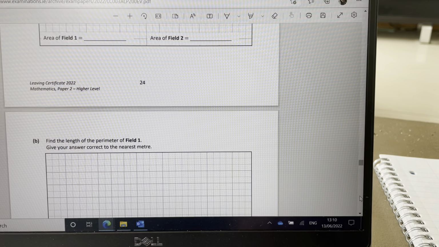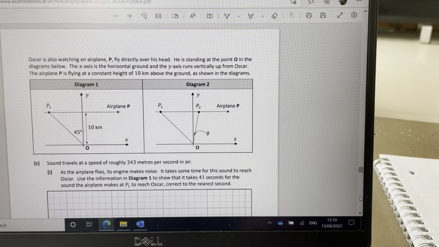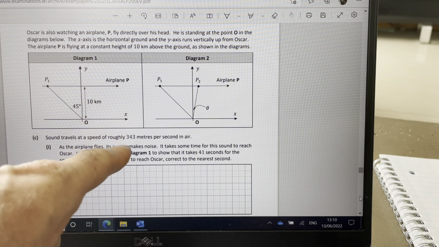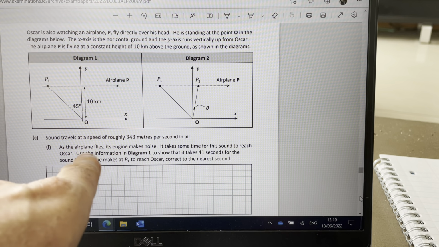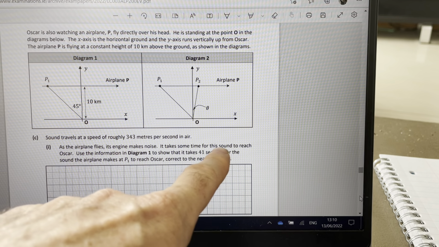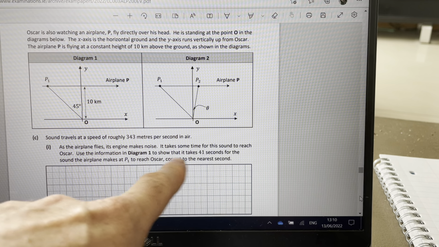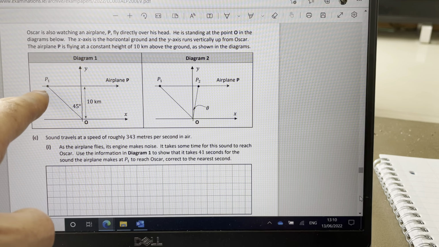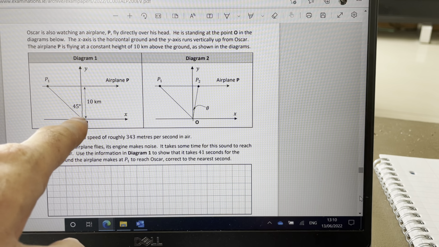Is this the same question? Okay, this seems like a longish one. Sound travels at the speed of sound in air. Use the information in diagram 1. Show that it takes 41 seconds for the airplane, correct to the nearest second. Okay, so the airplane's traveling this way. The sound is going to travel this way.